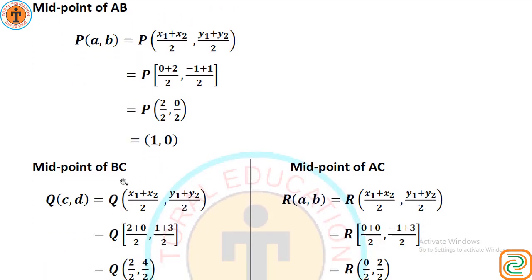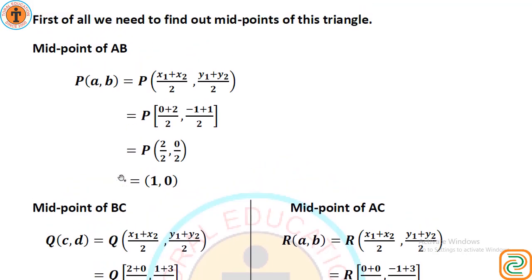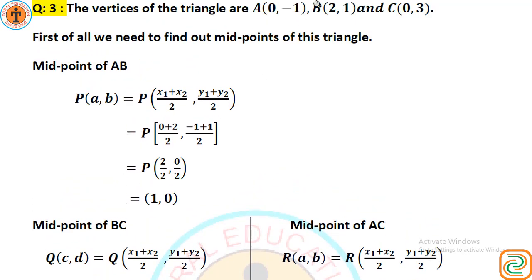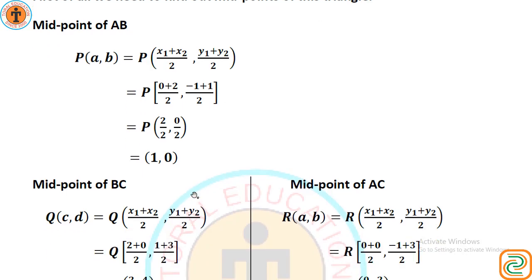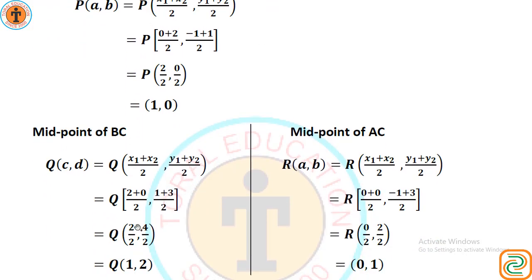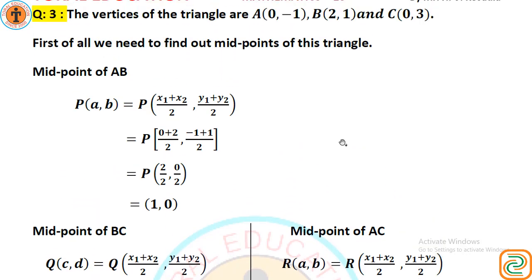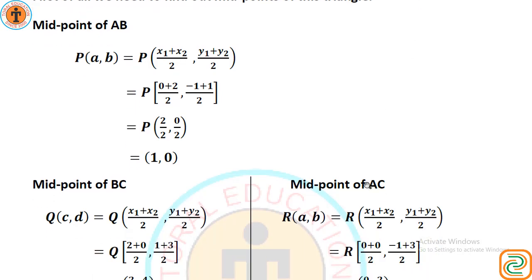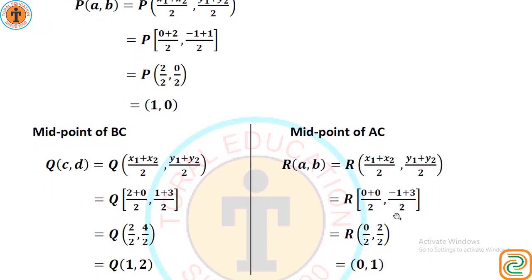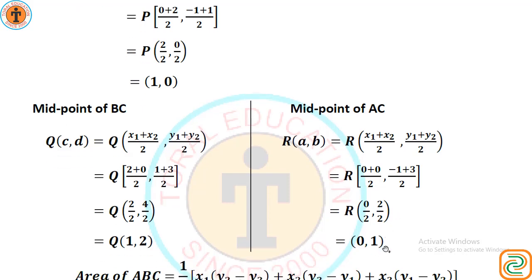Similarly, midpoint of BC. Look at B and C: (2 plus 0) by 2, (1 plus 3) by 2. Right? We have got 2 by 2 and 4 by 2. That is (1, 2). Similarly, midpoint of AC. Look at A and C: (0 plus 0) by 2, (minus 1 plus 3) by 2. Okay. Then we have got 0 by 2 and 2 by 2. That is (0, 1).